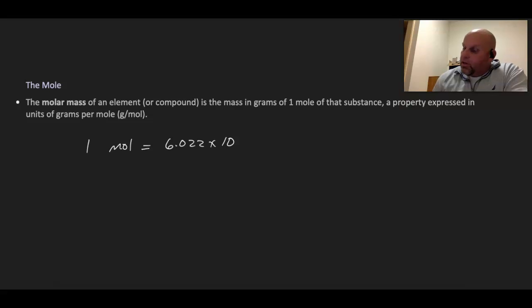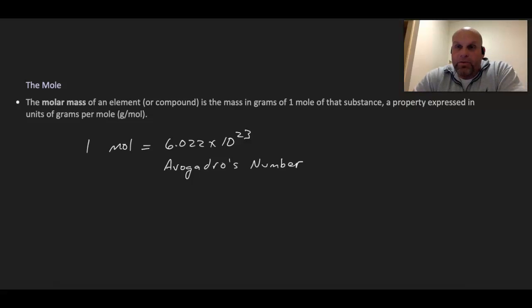Okay, and you may recall that that value is Avogadro's number. So if I'm talking about a mole of something, whether that's a mole of atoms or a mole of marbles, I'm talking about 6.022 times 10 to the 23rd of them. Okay? The mole also helps to bridge the gap between units that we're familiar with, like grams, and atoms, ions, and molecules.